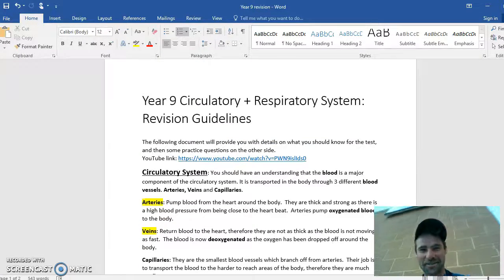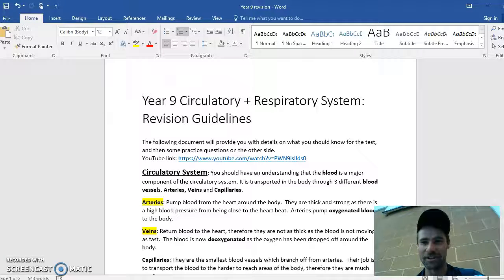So this is regarding the circulatory and the respiratory system and some revision material for the year 9s on what you might be in the test.